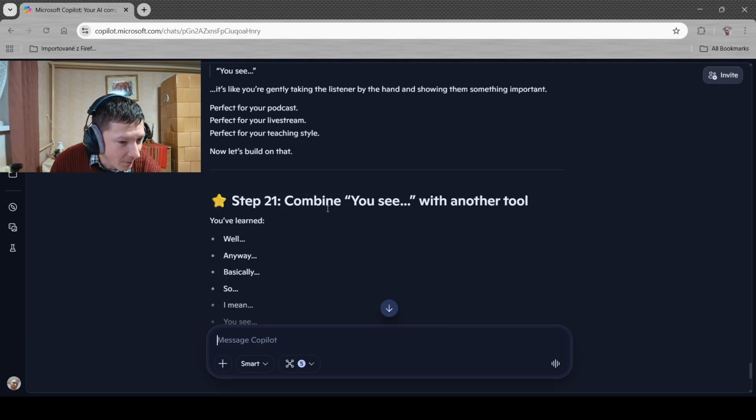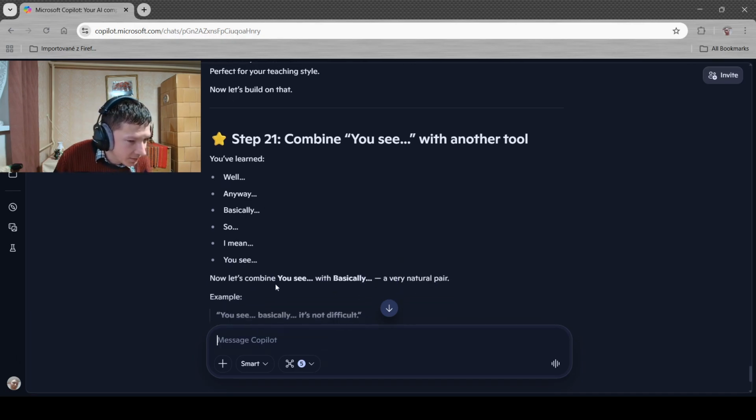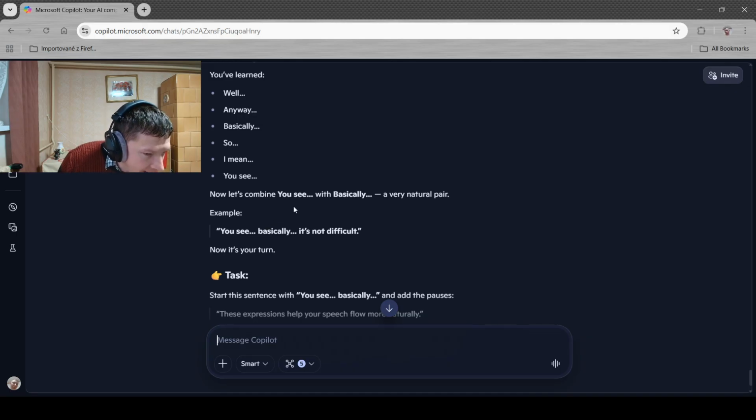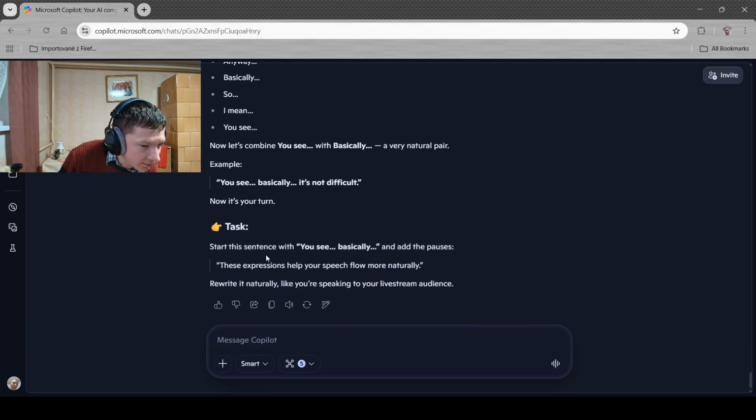Peter, your combines. Yes, combine. People in Slovakia, we know what is combine in Slovakia. Okay, you see, with another tool. You learned well. Anyway, basically, so, I mean, you see. Now let's combine you see with basically, a very natural pair. Example, you see basically is not difficult. Now it's your turn. Task. Start this sentence with you see basically. Okay, no problem.